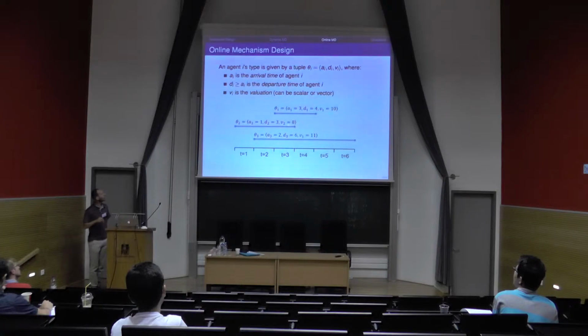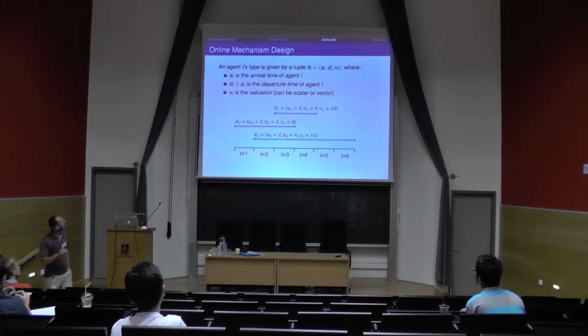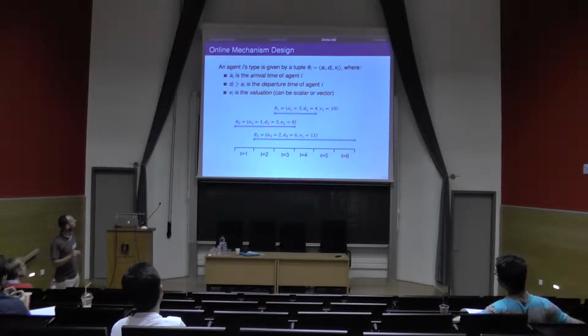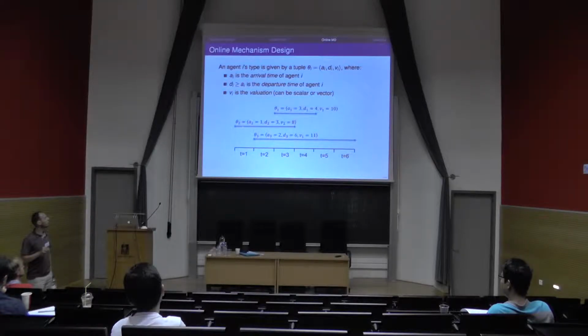So essentially what it's saying is, for example, this agent here arrives at time 3 and departs at time 4. So essentially he's only interested in having either a slot at time 3 or time 4. He's not interested in having a slot at any other time. This agent arrives at time step 1, but has to leave again after time step 3. So he's essentially interested in having one of these 3 slots, and it's similar for this agent.